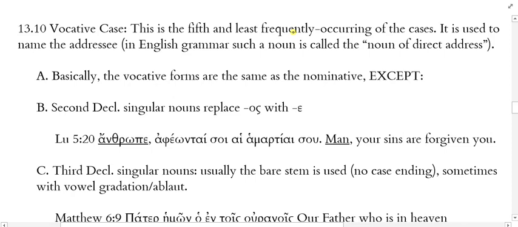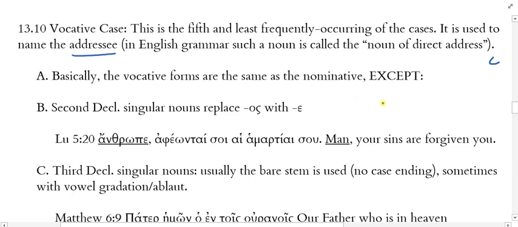And it's used to name the addressee in a dialogue. It names the addressee. In English grammar, we call such nouns the noun of direct address. So vocative case names the addressee. Basically, how do you form the vocative case? Basically, the vocative forms are the same as the nominative. So you won't always be able to tell the difference. There are some exceptions, though, where there actually is a distinct form for the vocative.